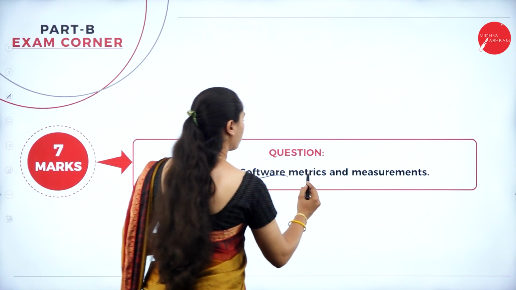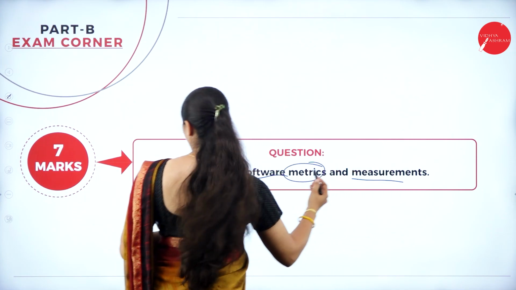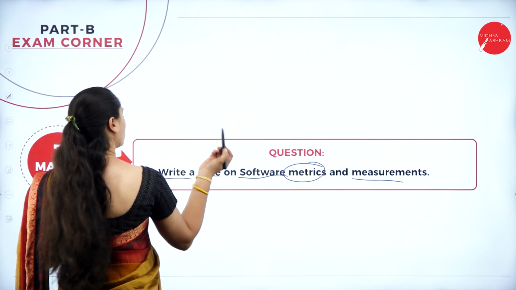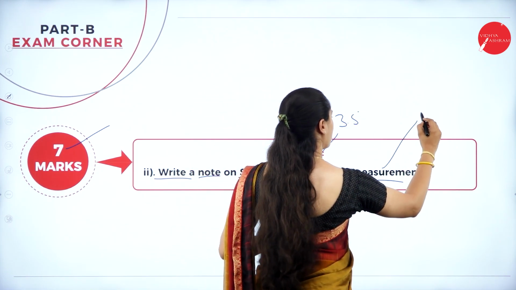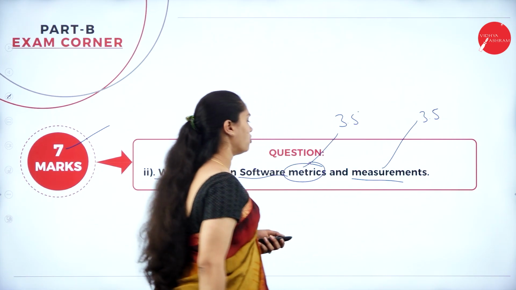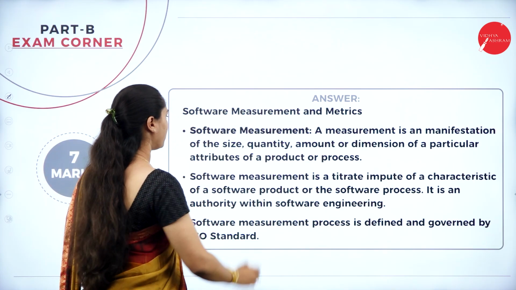Let me move to the second question from that subpart. Write a note on software metrics and measurement. This will be for 7 marks. So you can expect software metrics for 3.5 and software measurement for 3.5. We'll see the software measurement now.